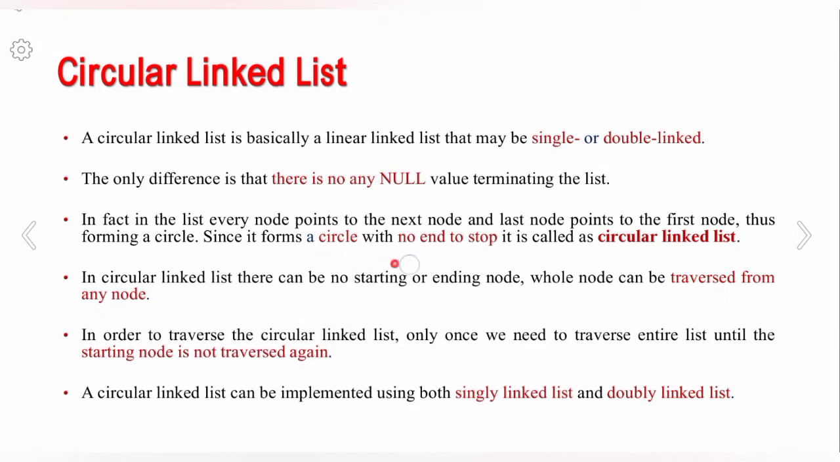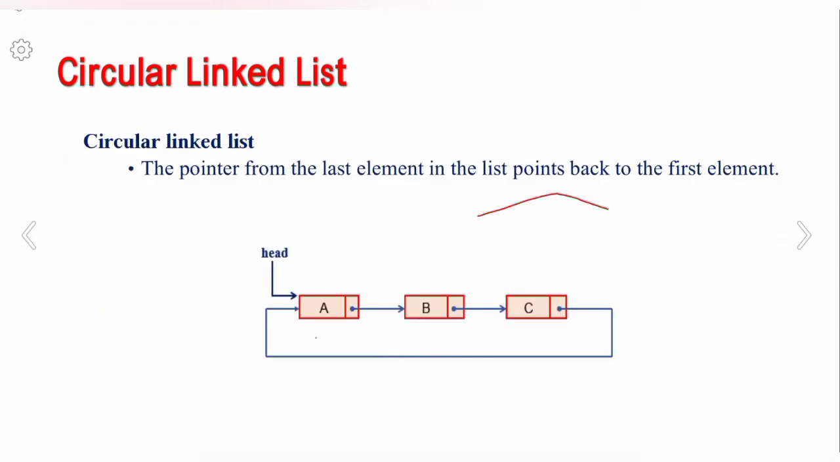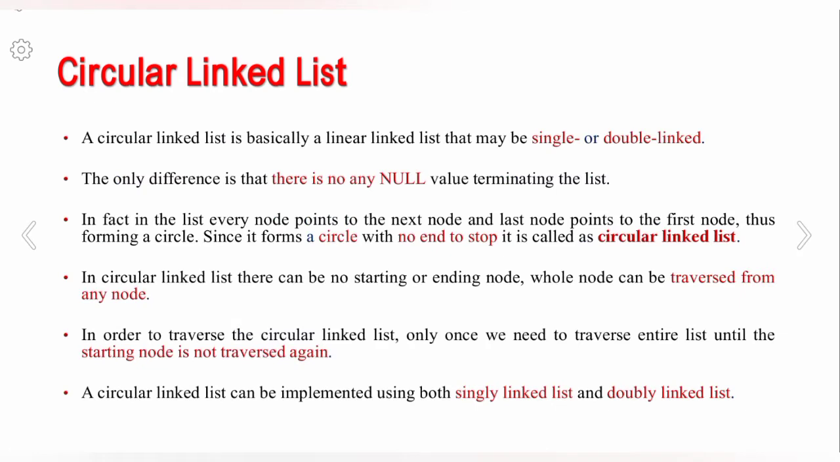In the list, every node points to the next node and the last node points to the first node. Thus it is forming a circular format. So the last element points to the first element in the linked list. That's why it is in the format of a circle shape, so it is called a circular linked list. In a circular linked list, there can be no starting or ending nodes. Because the last element is pointing again to the first element, we can traverse from anywhere to any node. So it is easy to traverse in the circular linked list.